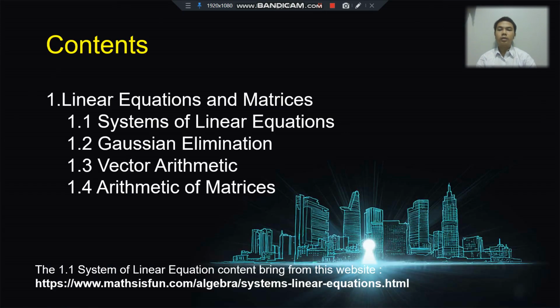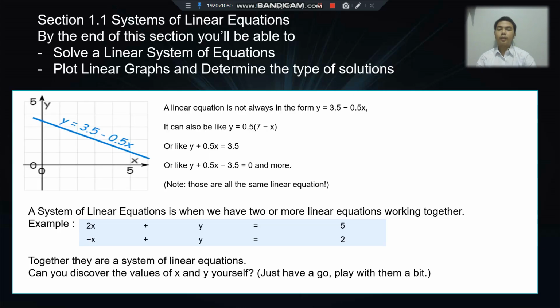The first chapter is 1.1 System of Linear Equations. The second is 1.2 Gaussian elimination. The third is vector arithmetic 1.3, and the fourth is 1.4 arithmetic of matrices. The 1.1 System of Linear Equations I bring from the website that I write at the bottom side.